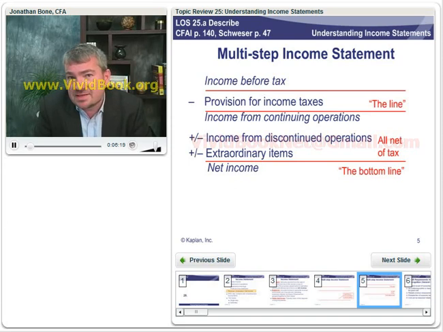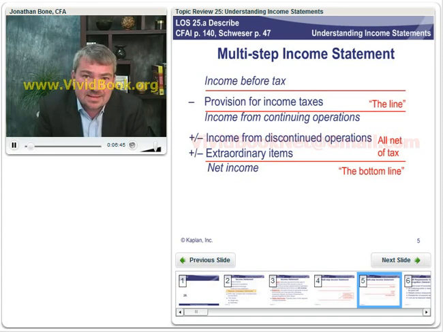Notice the provision for income taxes is often referred to as the line, and we talk about items above the line and items below the line. Items above the line are all going to be reported gross of tax, and the tax on them is in the provision for income tax line. Items below the line are reported net of tax, i.e. their tax effect is netted off on a line-by-line basis, rather than their tax effect being in the provision for income taxes.